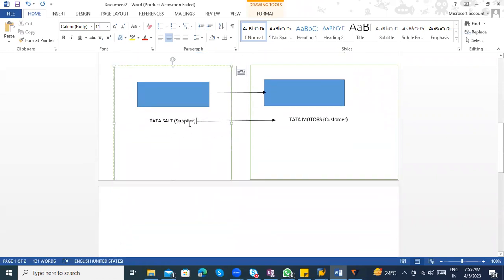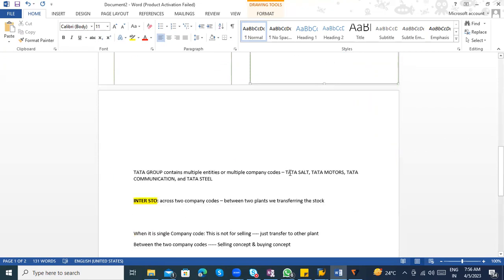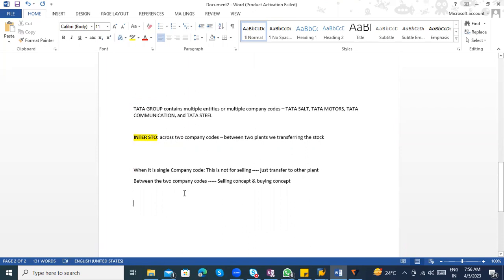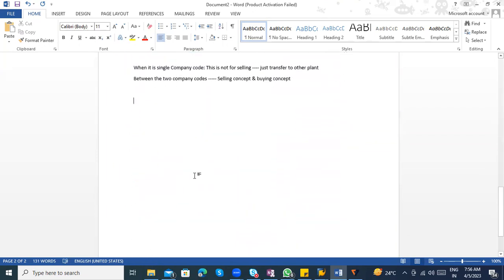Now in the other case, at the entity level, even if it is transferring from one place to another, the books, inventory, and value are all changing from one company code to another company code. Obviously payment is needed: Tata Steel has to pay Tata Motors, or Tata Motors has to pay Tata Steel. Buying and selling concept. Clear? So that is the difference between these two. Other than this, we have a few more transfer postings.